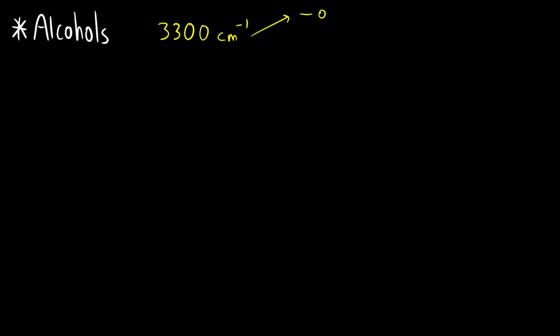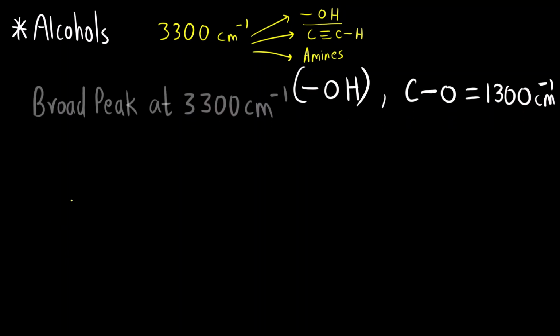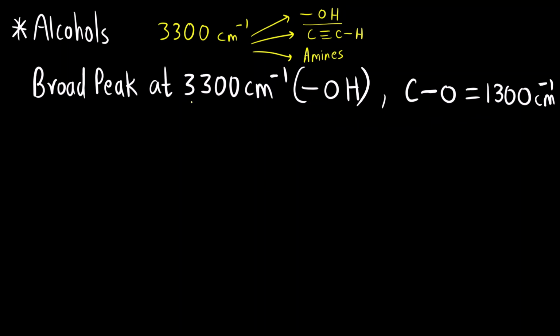One is alcohol, another is alkyne, and the third functional group is amines. So let us see first for alcohol. For alcohol, what we are going to get is a broad peak.